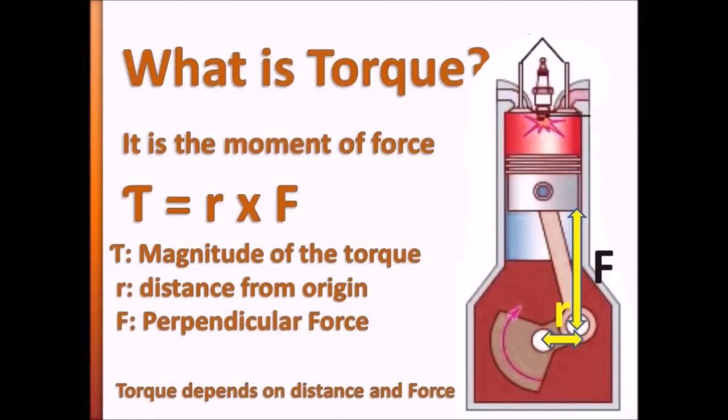Let's remember some aspects about torque power. Torque is the tendency of a force to rotate an object about an axis. According to the torque equation, the magnitude of the force perpendicular to the lever arm and the distance are directly related to the magnitude of the torque.